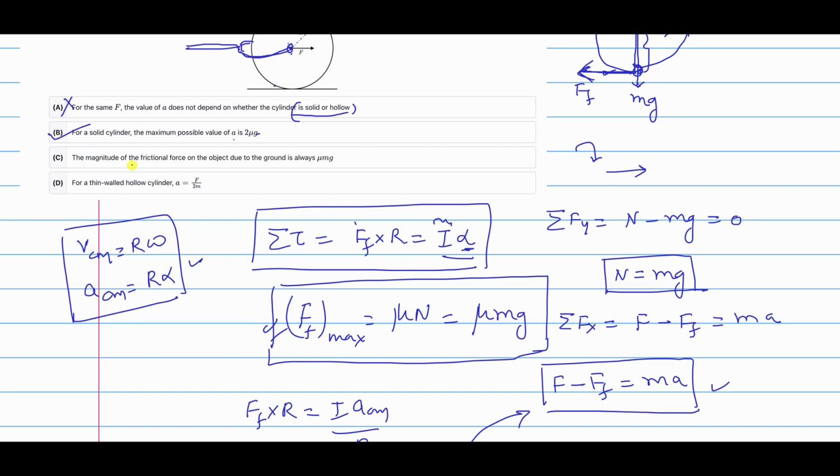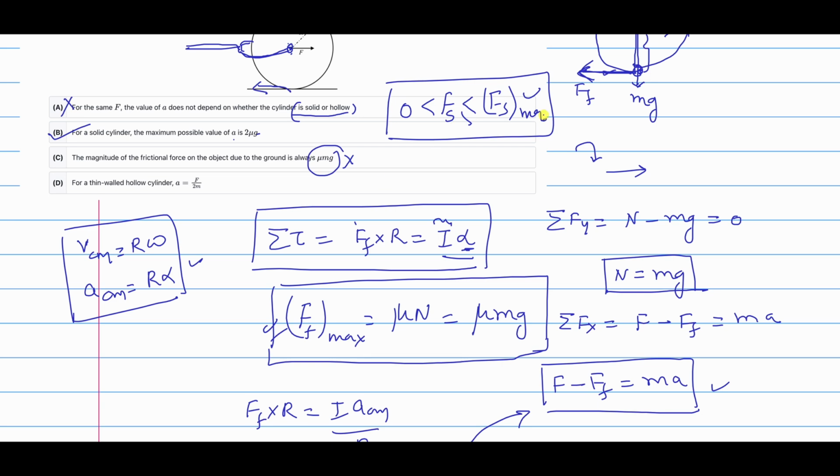ठीक है. The magnitude of frictional force on the object due to the ground is always mu m g. This statement is not correct, because you know that static friction is less than or equal to maximum static friction and greater than or equal to 0. It is always between these. It can be the maximum friction, but it is not a necessary condition. If the force applied is less and we don't need this much friction, then the static friction could be less as well. So this statement is incorrect.